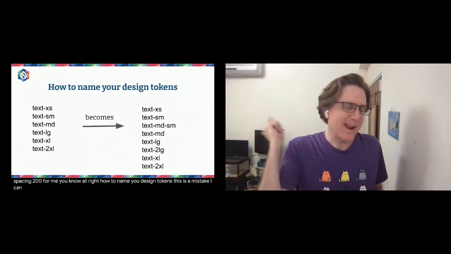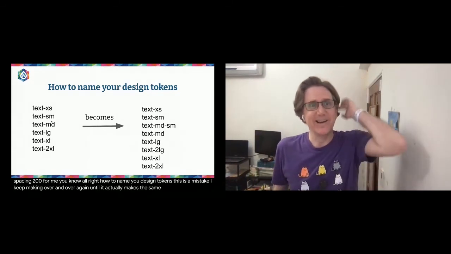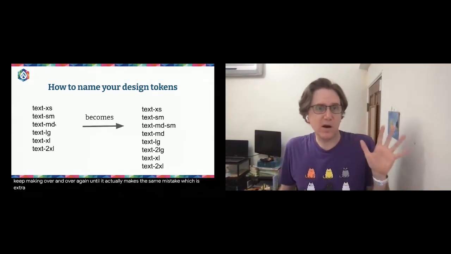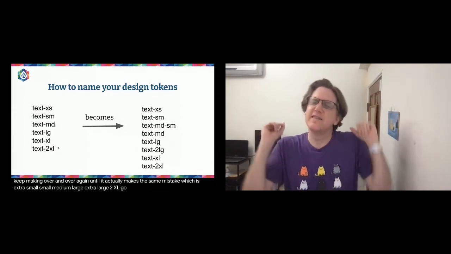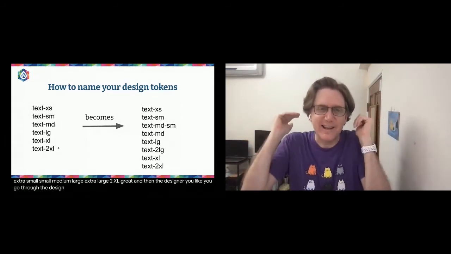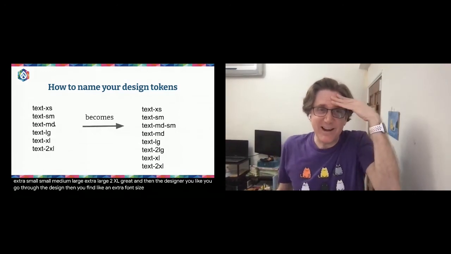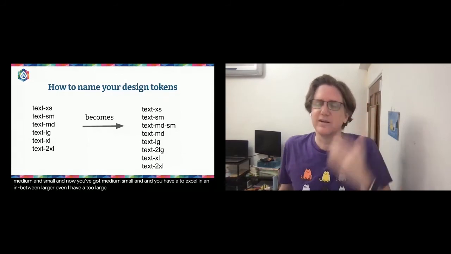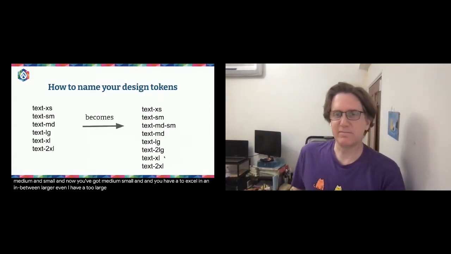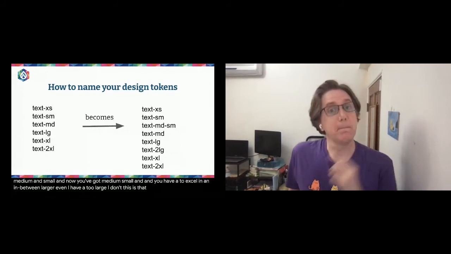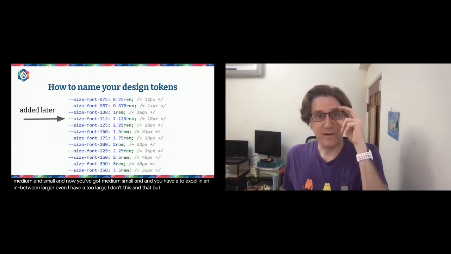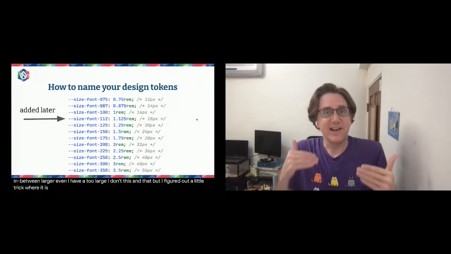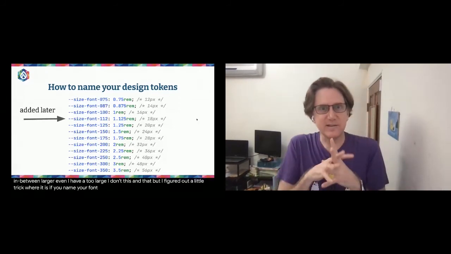How to name your design tokens. This is a mistake I keep making over and over again, and Tailwind actually makes the same mistake, which is extra small, small, medium, large, extra large, 2XL, great. And then the designer, you go through the designs and you find an extra font size that's right in between your medium and small, and now you've got medium, small, and you have a 2XL and in between large, you now have a 2 large.